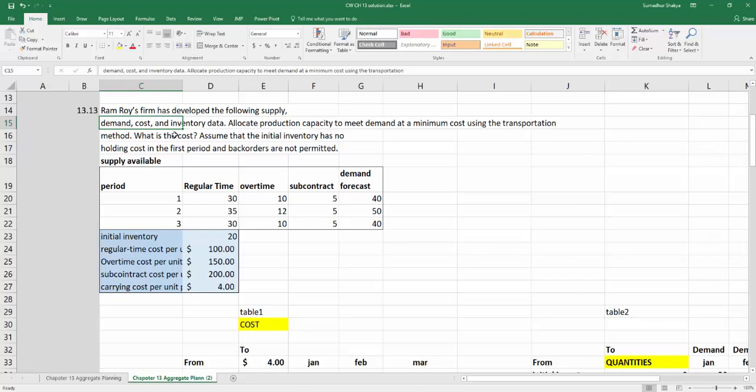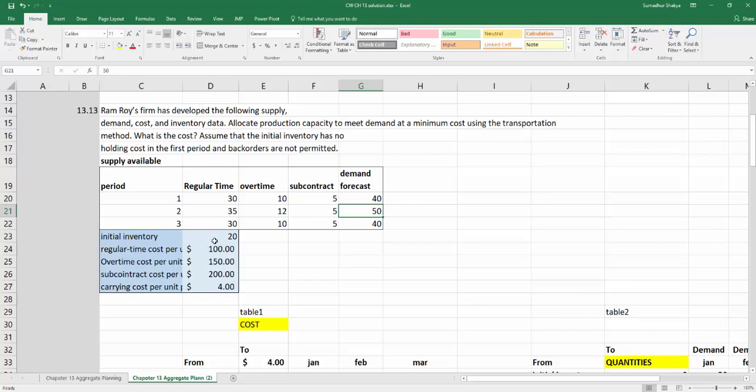Okay, we are given a scenario wherein the information given to us is that in regular time the capacity is 30 units. Overtime, you can produce up to 10. Subcontracting, only 5 can be produced. The demand forecasted for this period is 40. Similarly, for the second period, you can produce 35 in regular time, 12 in overtime, and 5 in subcontracting, and we have a forecasted demand for that period of about 40 units. Similarly for the third period.